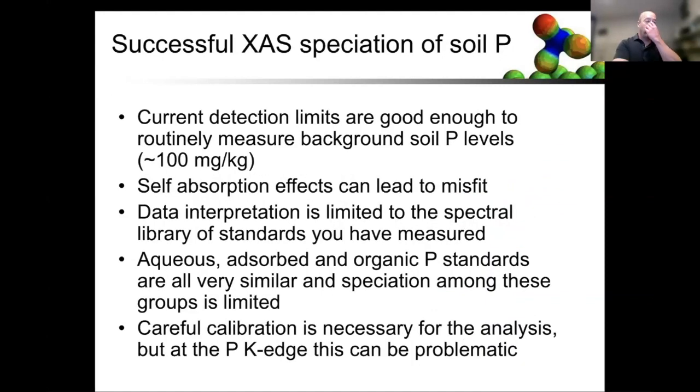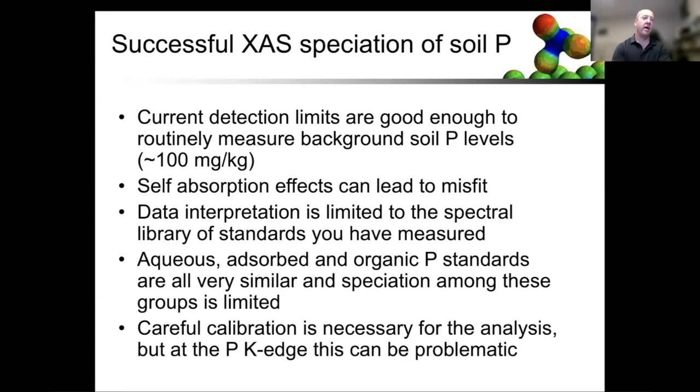And one thing, I'll start off with the good news. The current detection limits at the SXRMB beamline at the light source, where I do all my work now, and I'm sure there are other facilities that have similar detection limits, are good enough. Just the background unfertilized soil sample in this part of the world gives you a reasonable phosphorus XANES spectra in an hour or two of data collection. So you don't have any problems with detection limits, which is good.